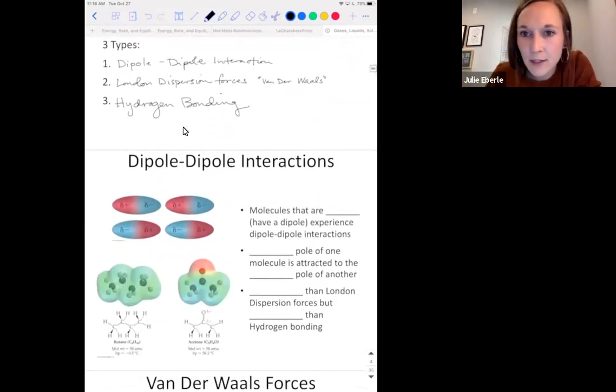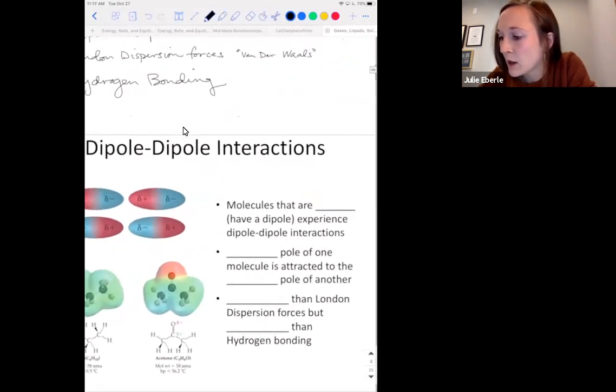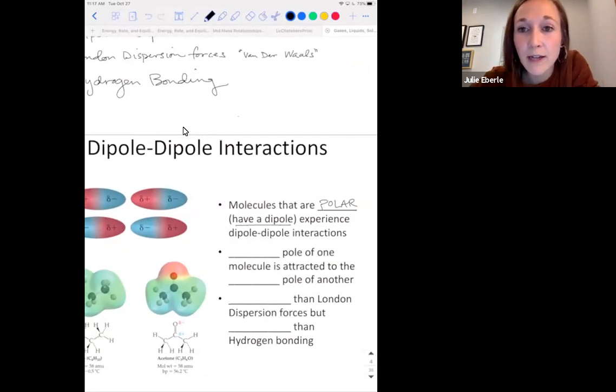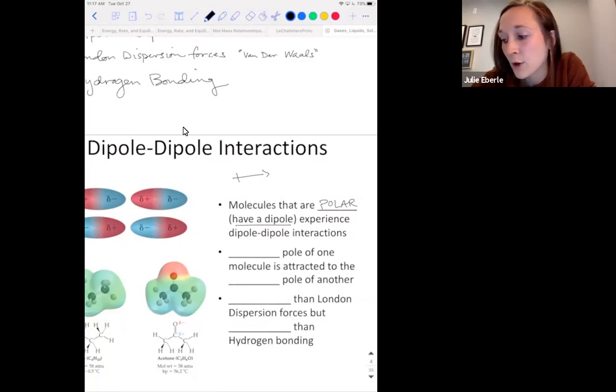We're just going to fill in a few blanks first, and then we're going to look at examples of how they affect molecules. So this first blank over here is molecules that are polar, or for example, have a dipole. If you are a polar molecule, you have a dipole. You guys remember us drawing dipoles on molecules that are polar overall or have polar bonds or lone pairs and they're not symmetrical. Molecules that are polar or have a dipole, they will experience dipole interactions.